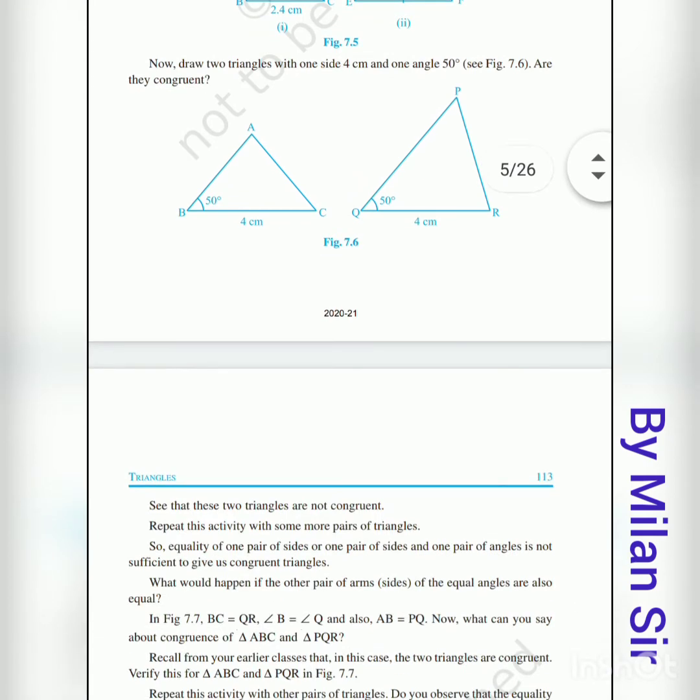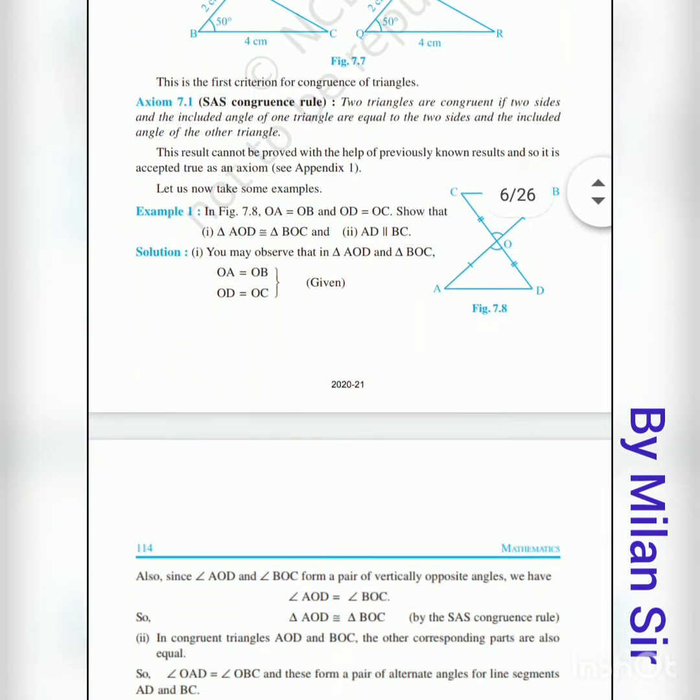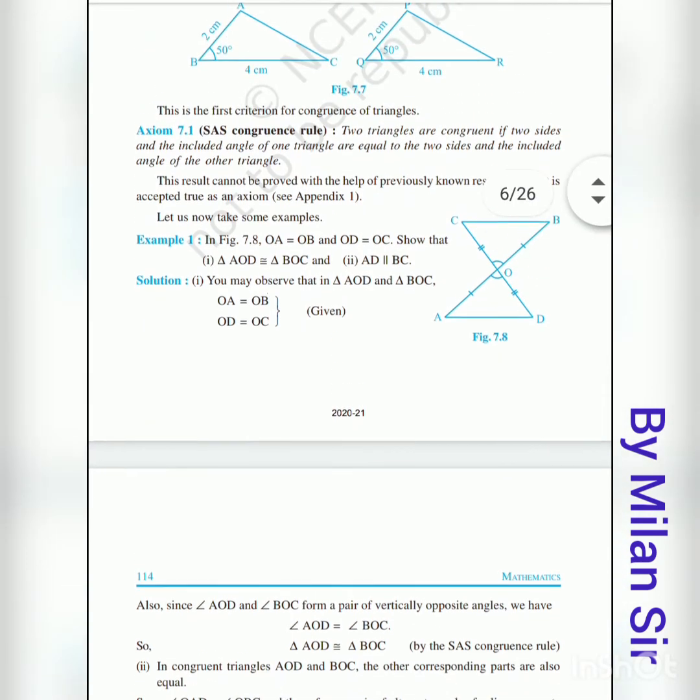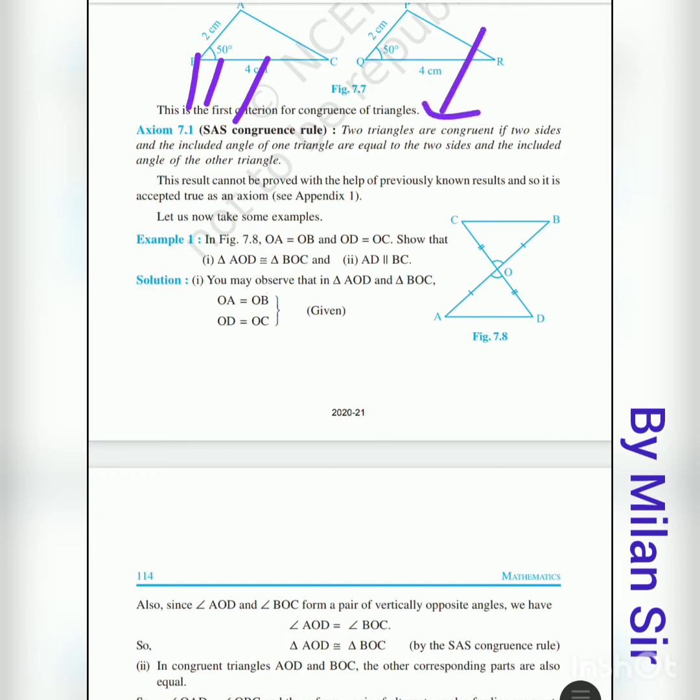Out of that, first one is SAS. SAS means what? Side angle side. This criteria is called side angle side criteria. Okay, that's why the short form is SAS. First of all, read this line. Two triangles are congruent if two sides and the included angle of one triangle are equal to the two sides and the included angle of the other triangle.